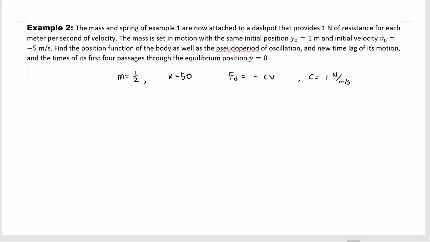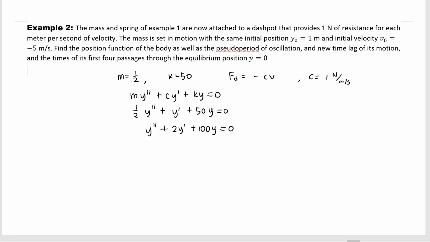Okay, so let's put it in. We have my double prime plus cy prime plus ky equals 0. m is 1/2, c is 1, k is 50. Let's multiply both sides by 2 to get rid of the 1/2. So this becomes y double prime plus 2y prime plus 100y equals 0.